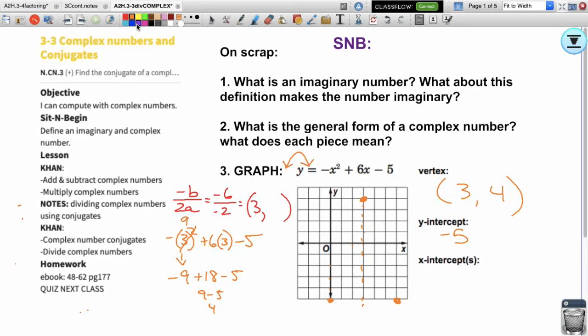First things first, what is an imaginary number? And then what about the definition of an imaginary number makes it imaginary? So an imaginary number is the letter i. What does i equal? The square root of -1. So if they say what is an imaginary number, it's i, and i equals the square root of -1. What about this makes it imaginary?